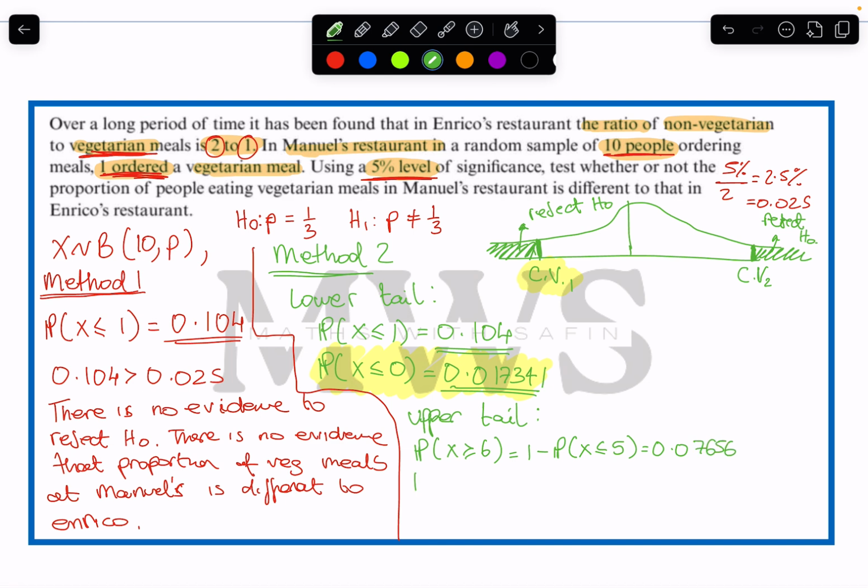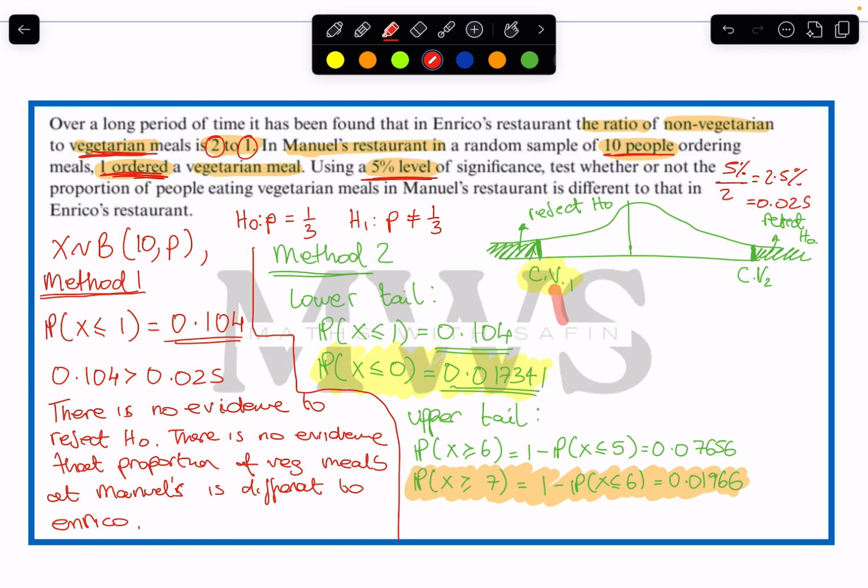0.07656. And if we do the probability that x is greater than or equal to 7, to check if there's another value that can get closer, that is 1 minus the probability that x is less than or equal to 6. That gives us a value of 0.01966. We can see that between the two values, the number that is the closest is when x is greater than or equal to 7. Therefore, this is the closest number to 0.025.